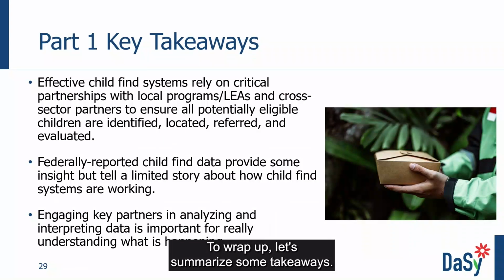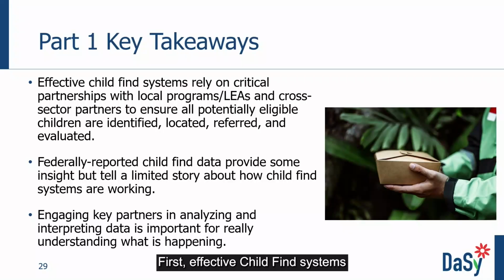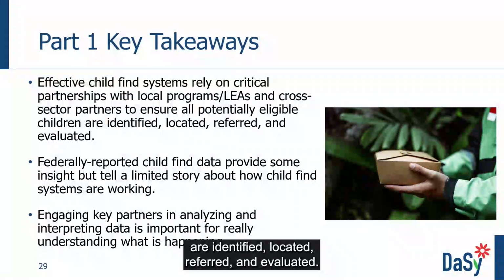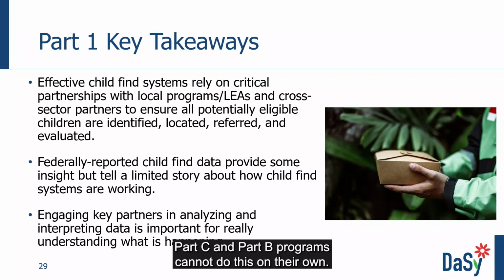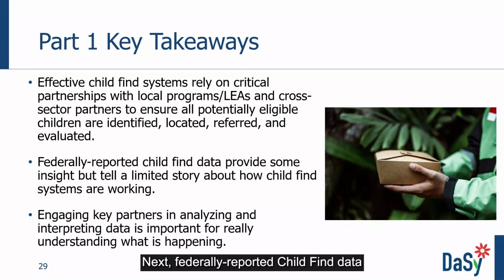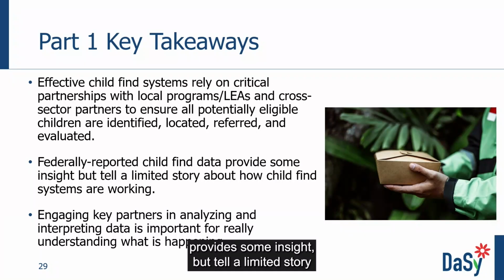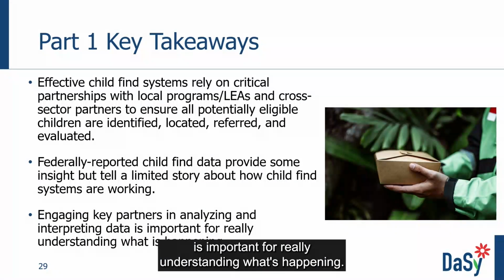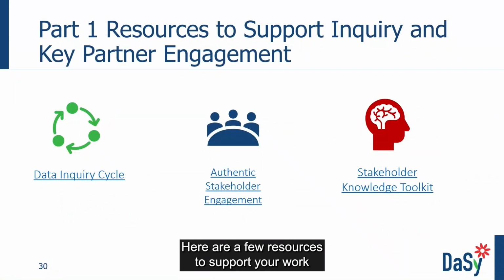To wrap up, let's summarize some takeaways. First, effective child find systems rely on critical partnerships with local programs, LEAs, and cross-sector partners to ensure all potentially eligible children are identified, located, referred, and evaluated. Part C and Part B programs cannot do this on their own. Next, federally reported child find data provide some insight but tell a limited story about how child find systems are working. Finally, engaging key partners in analyzing and interpreting data is important for really understanding what's happening. Here are a few resources to support your work engaging key partners in your data efforts.